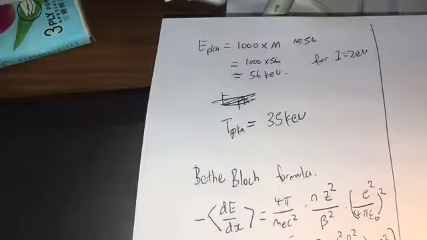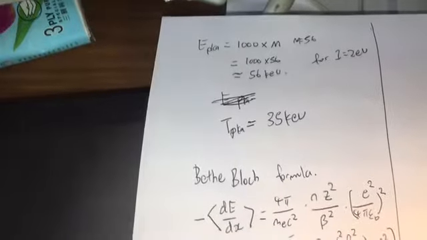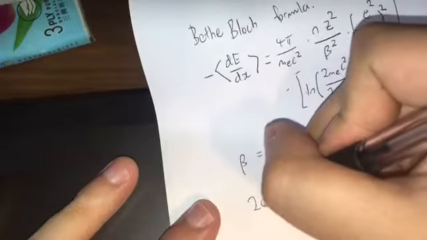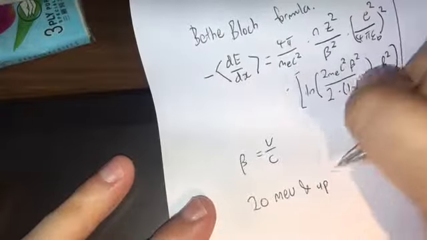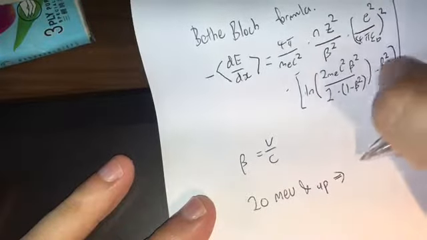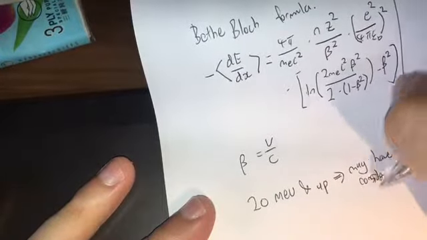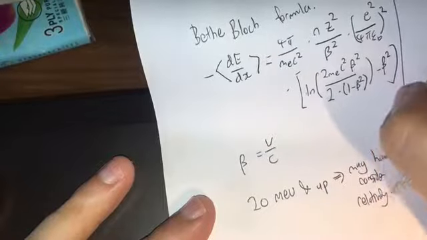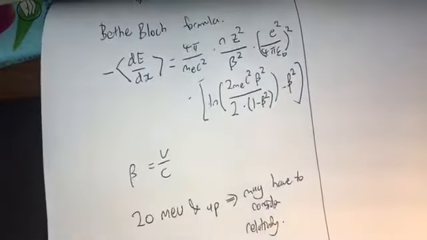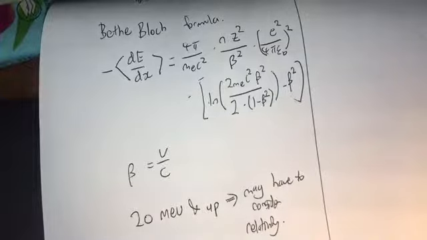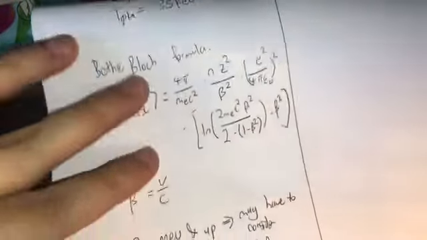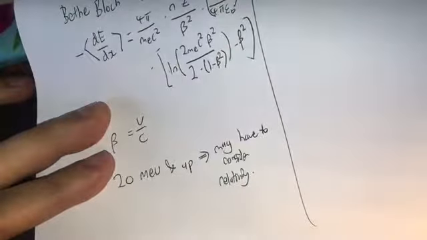35 keV, that's a pretty slow ion. And if you talk about relativistic, we are talking about maybe 20 MeV and up. So this means you may have to consider relativity. So this is a physics thing, relativity. If you've watched Interstellar and you saw time slowing down and stuff like that, that's what I'm talking about here. But for the most part, we don't have to consider that.